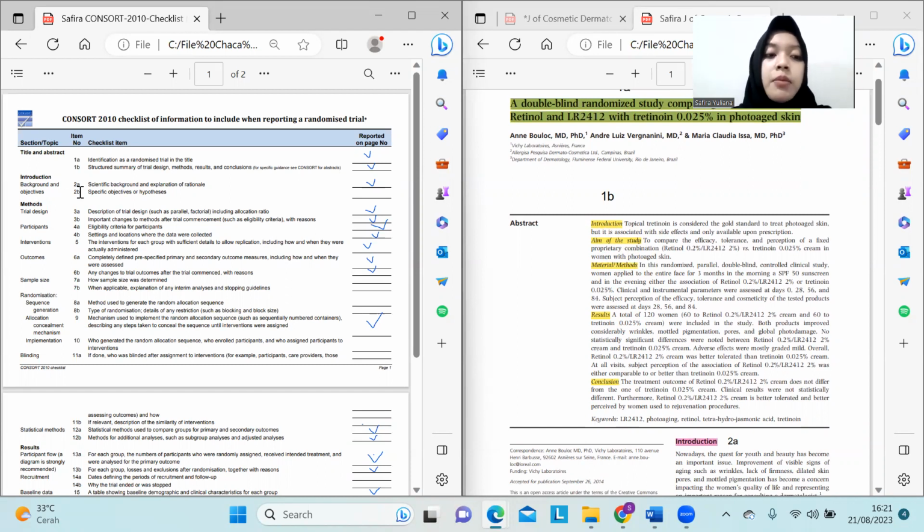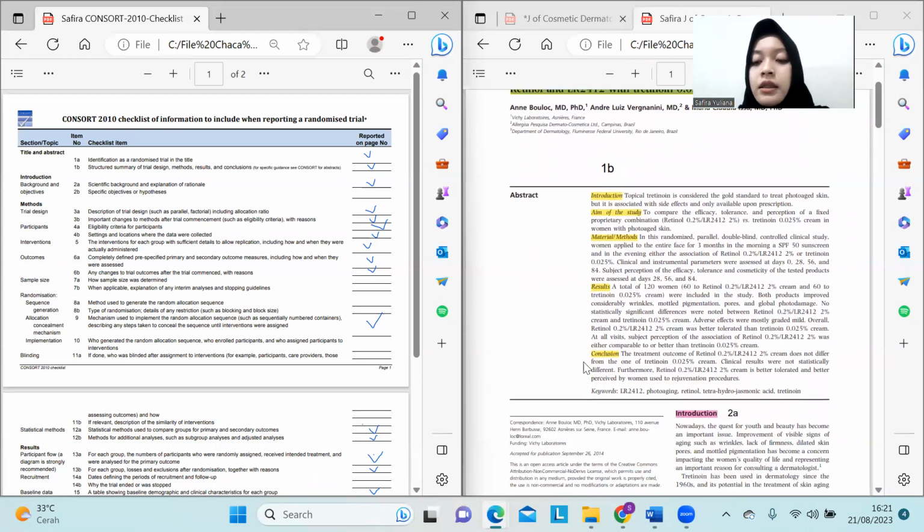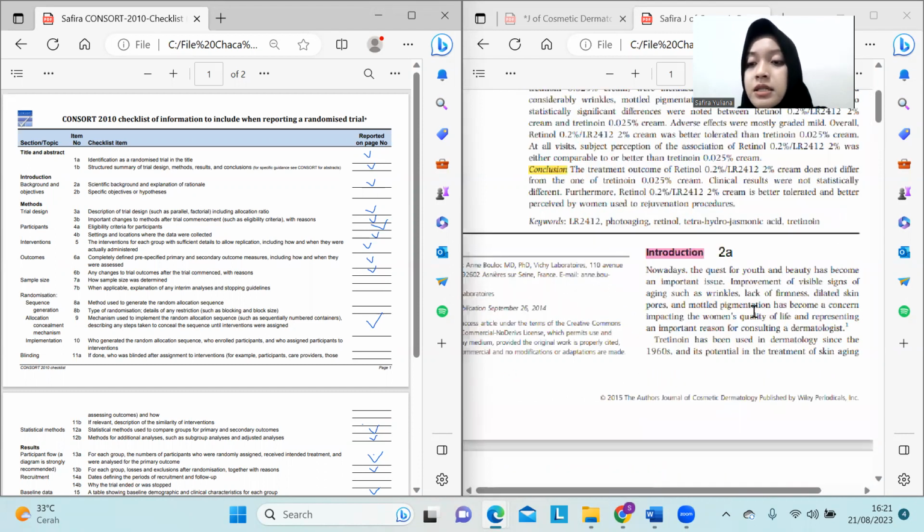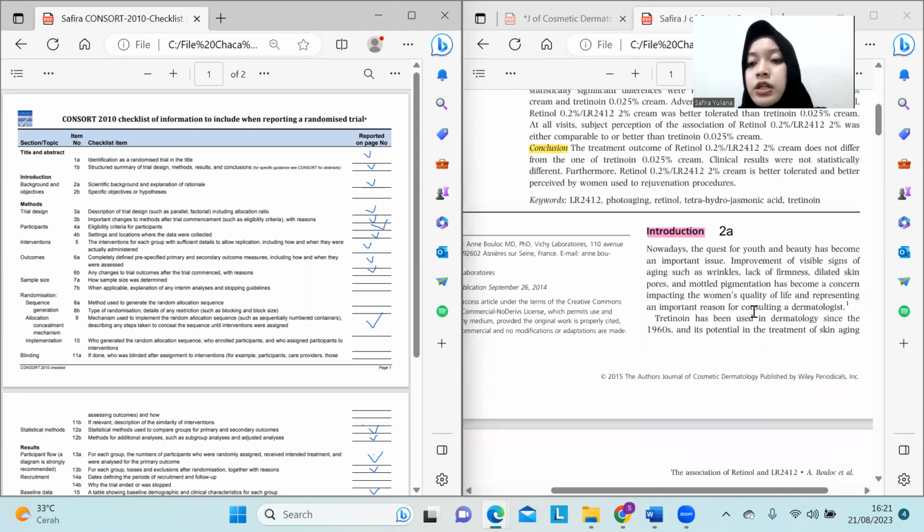The introduction, number 2A, is scientific background and explanation of rationale. And this is number 2A in the introduction. Nowadays the quest for youth and beauty has become an important issue, and the improvement of visible signs of aging such as wrinkles, lack of firmness, dilated skin pores, and mottled pigmentation has become a concern impacting women's quality of life and representing an important reason for consulting a dermatologist.